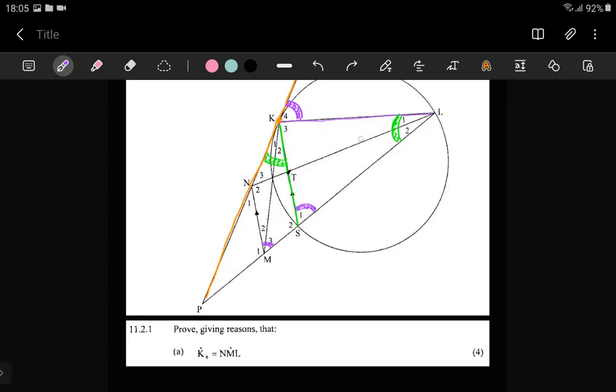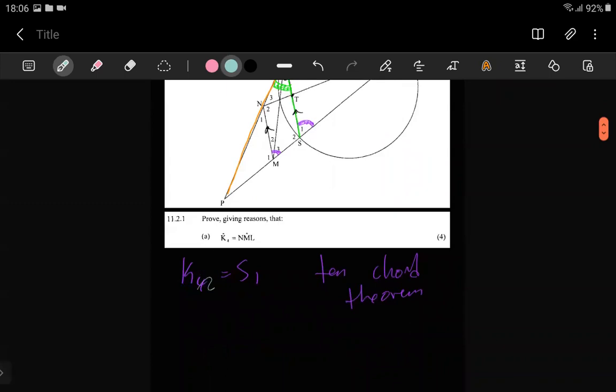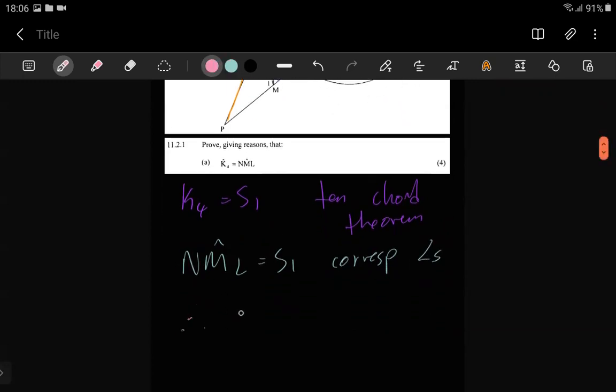As we can already see here, K4 is equal to S1. That's the first thing we can say. K4 equal to S1. The reason is the tan chord theorem. And then, do you see that S1 is equal to NML there? These two are equal because of corresponding angles. So NML is also equal to S1. The reason is corresponding angles. Now we have stated that they are both equal to S1. So as a conclusion, we can say therefore K4 is equal to NML.